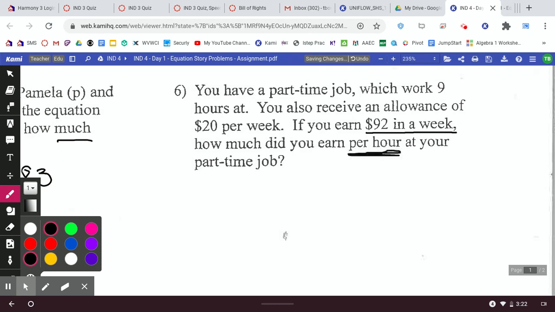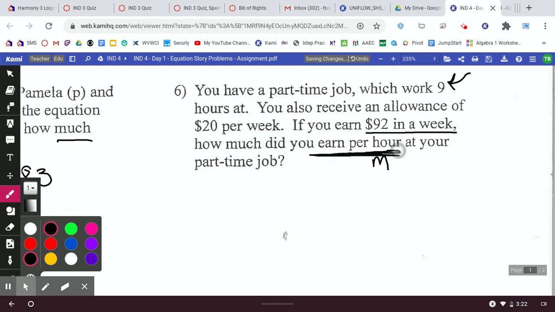So here we know the hours, which is different than the last problem. What we don't know is how much money you made per hour. So, and it doesn't matter what variable you pick. I'm going to use M to represent my money, right? This is the money that I earn.